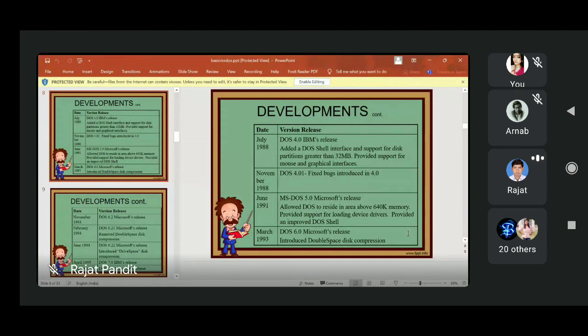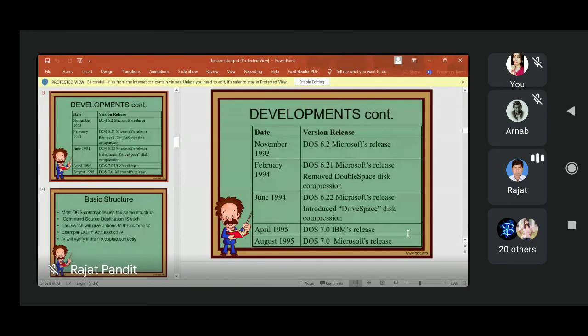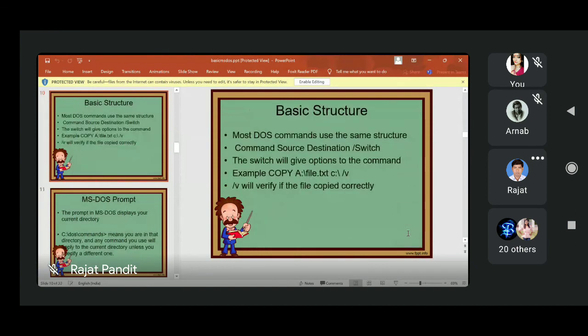And in June 1991, MS-DOS 5.0, developed by Microsoft, allowed DOS to reside in the area above 640K memory, provided support for loading device drivers, and provided an improved DOS shell. In this way, 1993, 1994, 1995, and so on, these are the different versions. And the basic structure: MS-DOS commands use the same structure, command, source, destination, switch.